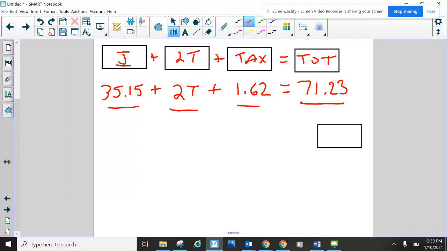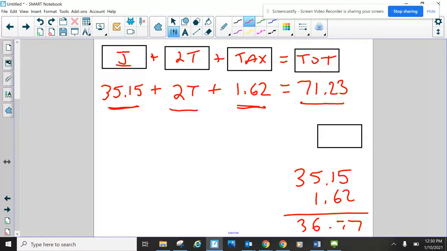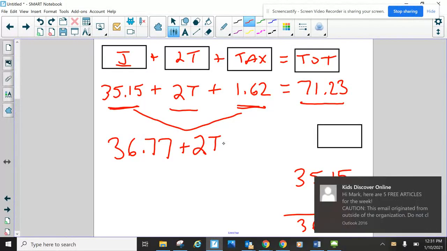I cannot add the jeans to the t-shirts because I don't know how much the t-shirts cost. So what I'm going to do instead is add up the cost of the jeans and the tax, and then we'll see what we have left over that would give us our total. So I'm going to go off to the side, and I'm going to add $35.15 to our 1.62 of tax, and that equals $36.77. So these two things combined equal $36.77.